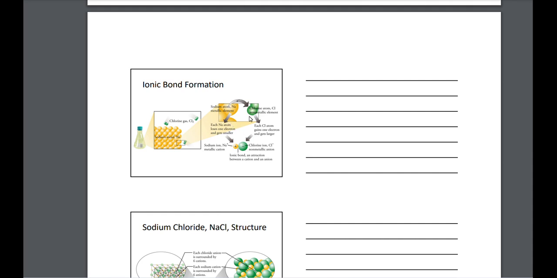On the other hand, when you look at the chlorine, it will gain that electron. The opposite happens in this case. Because of the gaining of electrons, there is now a larger cloud of electrons surrounding the nucleus of the chlorine. So now the chlorine ion has gotten even bigger.